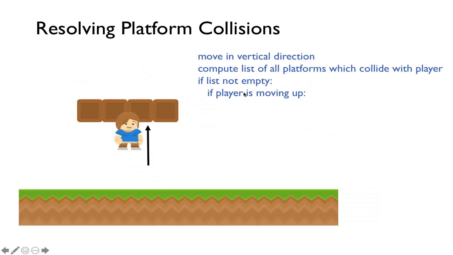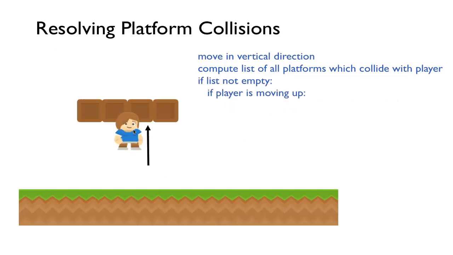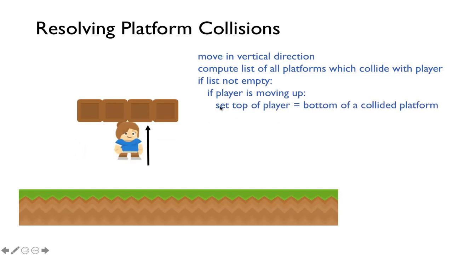And there's 2 cases. Now suppose we're moving up, so this is the moving up case. Let me go back again. If we're moving up, then we're going to change the sprite so that the top of the sprite equals the bottom of the platform, so that it doesn't go through it. So that's what this does. Set the top of the player equal to the bottom of the collided platform. These platforms are all in the same level, so we pick the first one, and then make the top of the sprite equal to the bottom of the first platform.